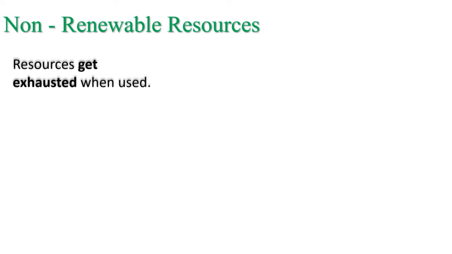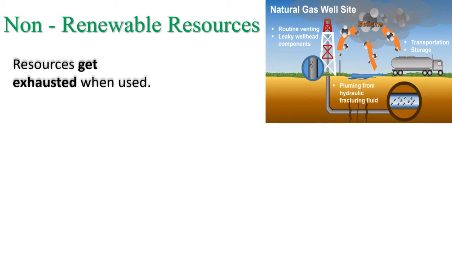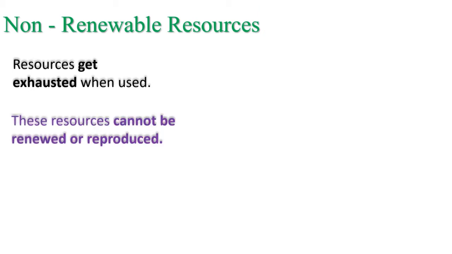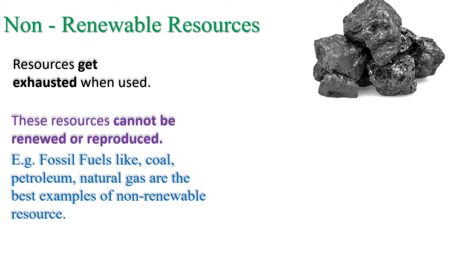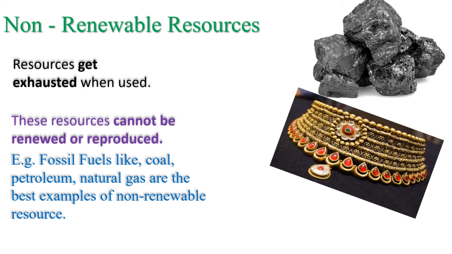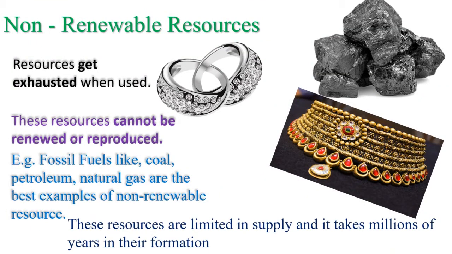Non-renewable resources. Non-renewable resources get exhausted when they are used. For example, natural gas. And these resources cannot be renewed or reproduced. Fossil fuels like coal, petroleum, natural gas are the best examples of non-renewable resources. These resources are limited in supply and it takes millions of years for their formation.